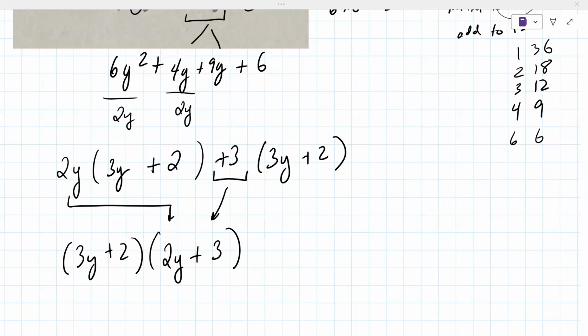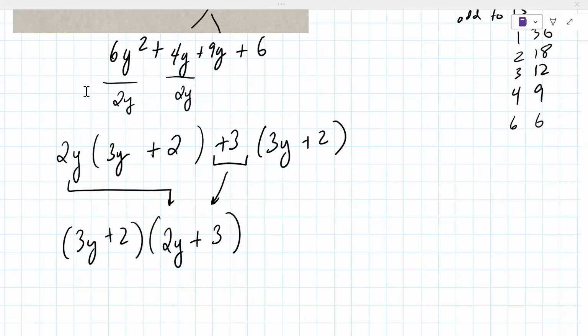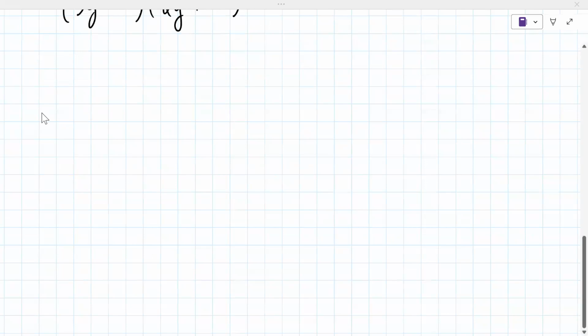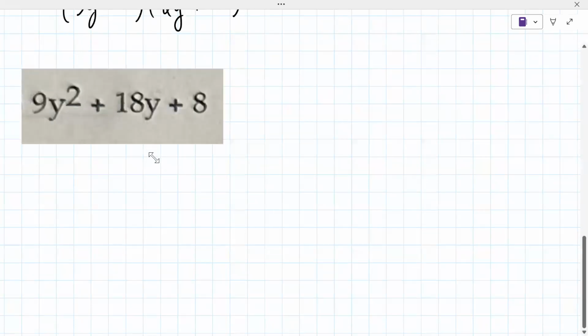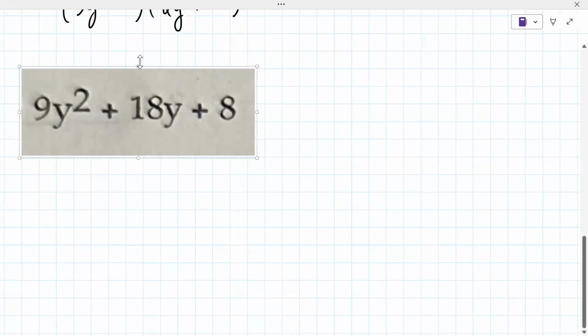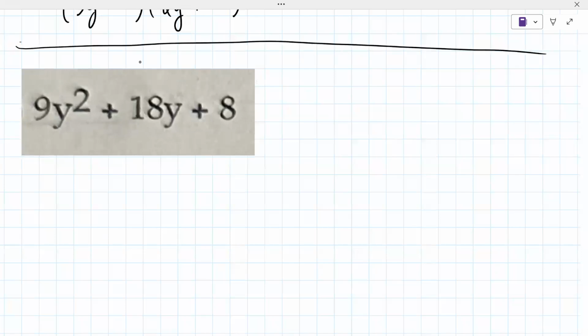So we'll look at 11 here together. Any questions though before we move on to that? No. Okay. All right. So again, this is not a situation where you're going to be able to find a GCF. There's no number that goes into 9, 18, and 8.